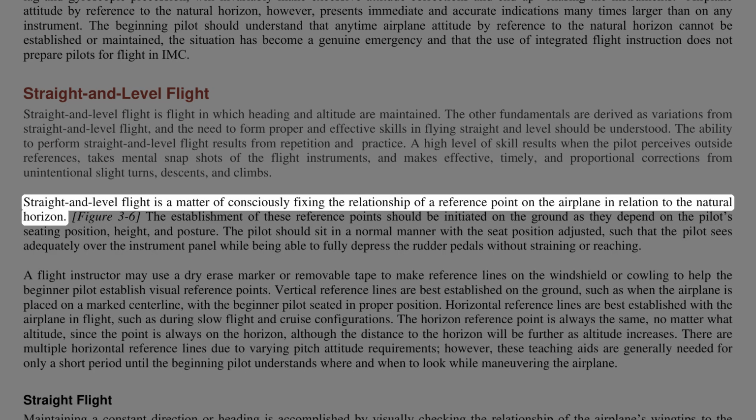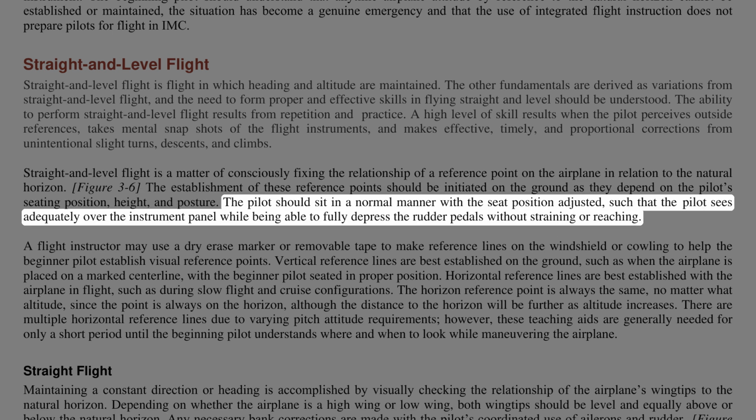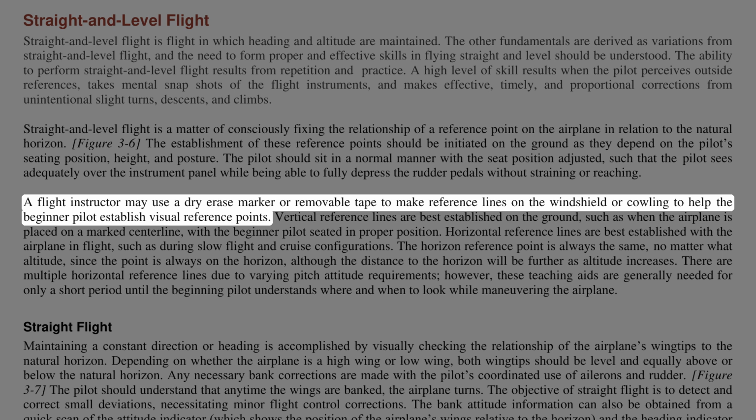Straight and level flight is a matter of consciously fixing the relationship of a reference point on the airplane in relation to the natural horizon. The establishment of these reference points should be initiated on the ground as they depend on the pilot's seating position, height, and posture. The pilot should sit in a normal manner with the seat position adjusted such that the pilot sees adequately over the instrument panel while being able to fully depress the rudder pedals without straining or reaching. A flight instructor may use a dry erase marker or removable tape to make reference lines on the windshield or cowling to help the beginner pilot establish visual reference points.